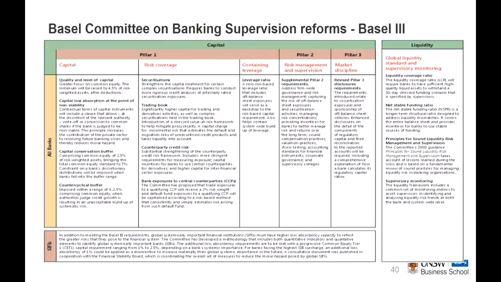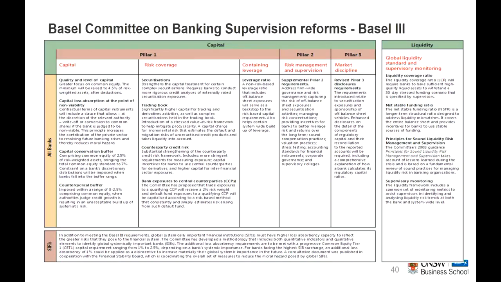Leverage ratio we discussed briefly. Pillar 2, additional governance and risk management requirements, so enhancement of the standards. Pillar 3, additional or enhanced requirements for disclosure. And then liquidity, much stronger requirements on liquidity. Plus, additional capital for systemically important financial institutions.